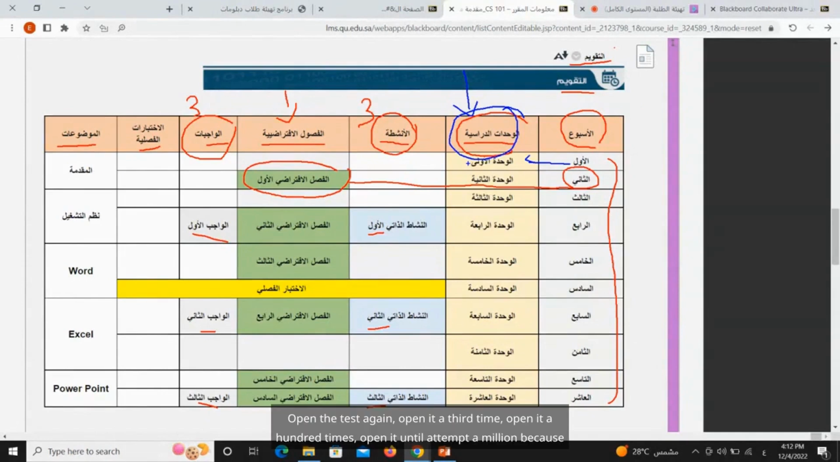No. Open the test again, open it a third time, open it 100 times, open it until attempt 1,000,000, because attempts are open and unlimited. Why? So you can achieve the final grade. What do you want? The final grade, not just from the first attempt and then stop. No, the test for the units or the activities I mentioned.